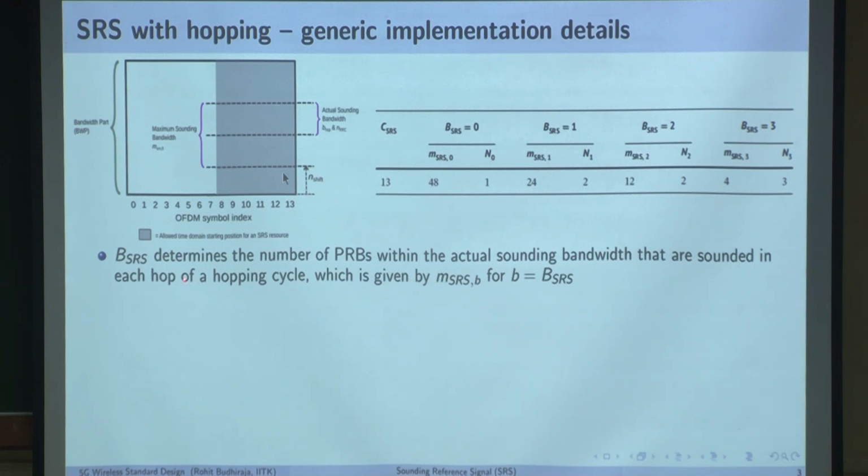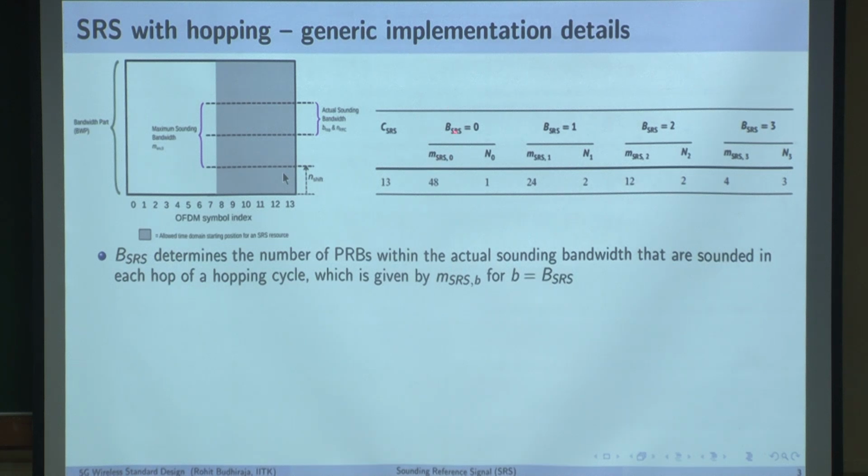So what are we saying here? What is this BSRS? We looked at this BSRS: BSRS is 0, BSRS 1, 2, 3. We picked up these columns, but I did not specifically define what each of these BSRS tells us. Now, this is the maximum sounding bandwidth, which is MSRS 0.